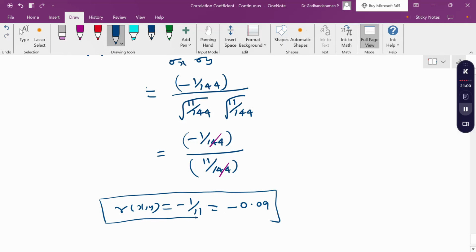I mentioned earlier that for the correlation, the answer should be a value between minus 1 and 1.